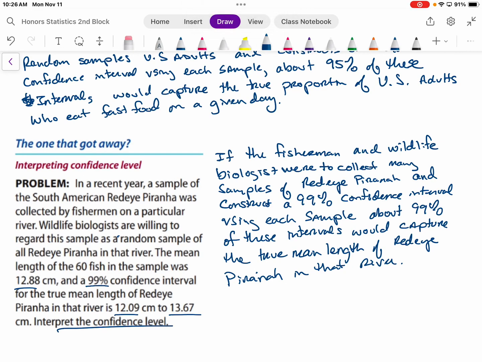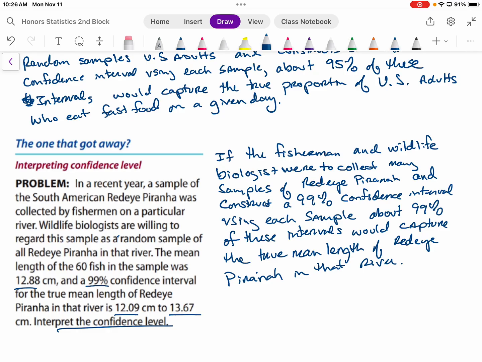Again, using that script up above, using the context. Again, I'm trying to keep it in the same context that the homework is going to ask you to interpret the confidence level using all of the verbiage from the problem at hand.